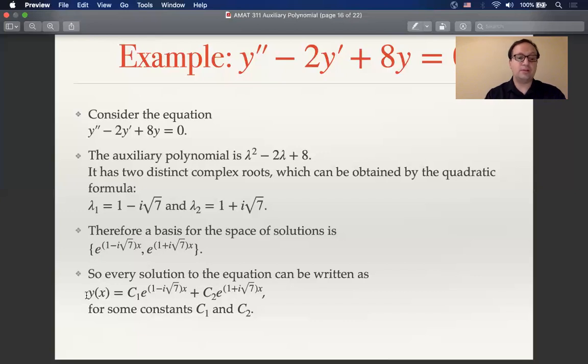So every solution can be written as a combination of these two solutions. So it's some constant C1 times e to the 1 minus i square root of 7 times x, plus another constant C2 times e to the 1 plus i square root of 7 times x. So again, notice that by finding two solutions, we have actually found the general solution to the equation. Well, this is because these two solutions are linearly independent.